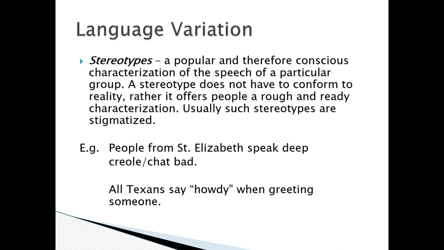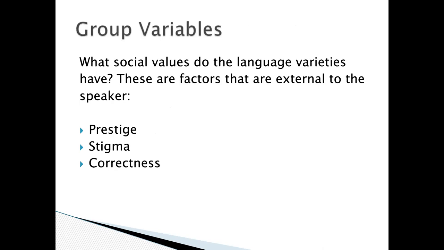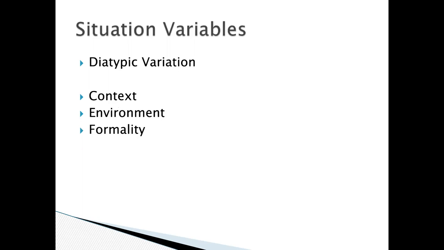So on Wednesday, we're going to continue by looking at extra-linguistic variables: the speaker variables, group variables, and situation variables. We're going to be looking at the speaker variables, then we move on to group variables. And we're going to talk about social class, because we've been using that term loosely. What is a social class? How do we put people in groups? How do we put children in these various classes that are available? Is it by their parents? Is it by where they live? Is it by the school that they might attend or the language that they speak? So we're going to be looking at those things. Then we're going to look at situation variables and move on from there. All right, guys, any questions?